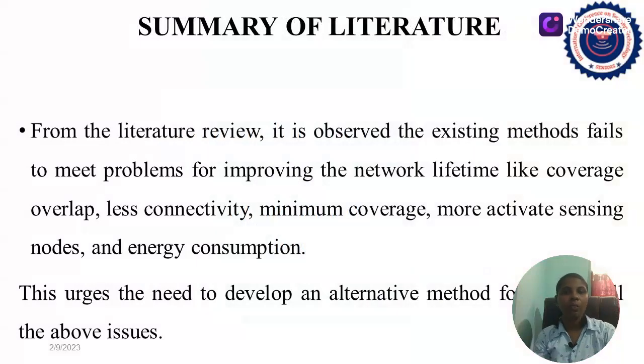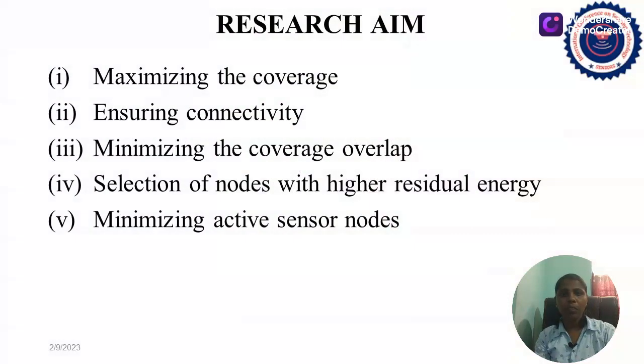Now the overall summary of the literature review. It is observed that the existing methods fail to meet the problems of improving network lifetime, such as coverage, overlap, less connectivity, minimum coverage, more active sensing nodes, and energy consumption. So an alternative method is required to overcome these drawbacks. In my proposed work, I am concentrating on these coverage and connectivity issues. The main aim is maximizing the coverage, ensuring connectivity, minimizing the coverage gap, selecting nodes with higher residual energy, and minimizing the sensor nodes.